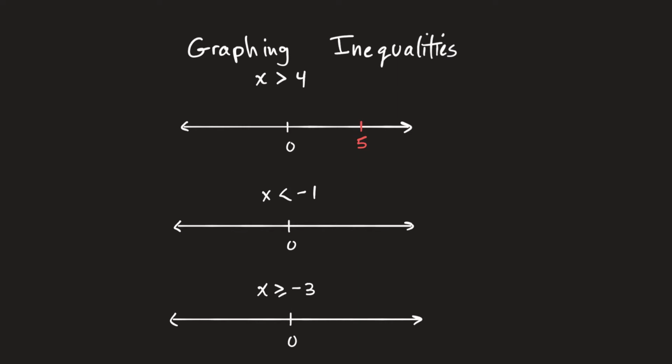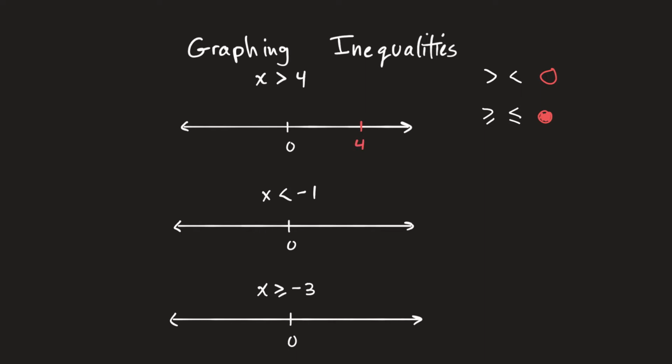And if you have either the greater than or the less than, you're going to end up with an open dot. And if you have the greater than or equal to or the less than or equal to, you will have a closed in dot, because that closed in means that includes that number. So when we're talking about graphing, the number is greater than 4. Oh, what I should do is I should actually make this 4, not 5, but 4.